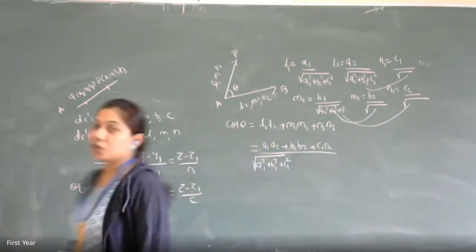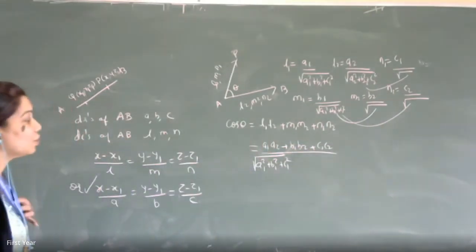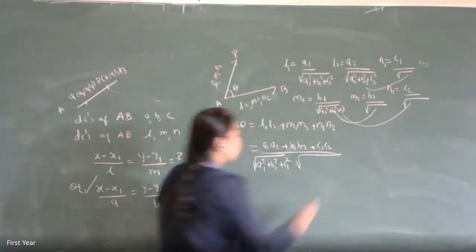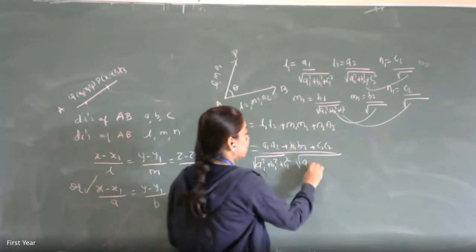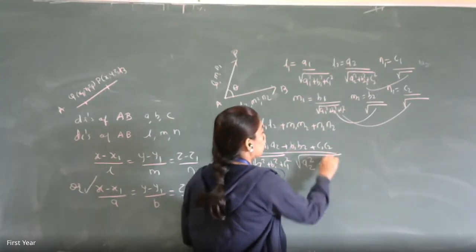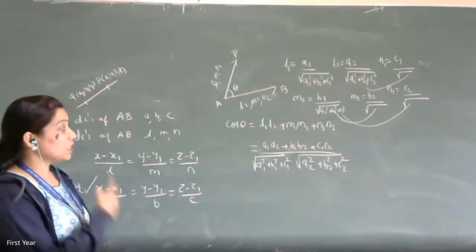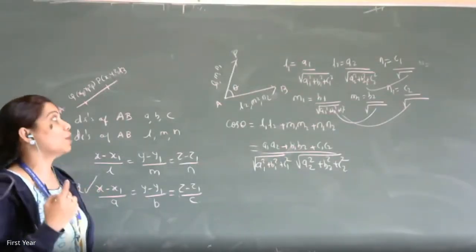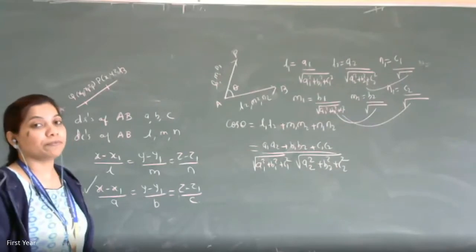Very good. So cos theta in terms of direction ratios will be A1 A2 plus B1 B2 plus C1 C2 upon root of A1 square plus B1 square plus C1 square upon A2 square plus B2 square plus C2 square. Is it okay? So this concept is what we are going to use to write down the equation of right circular cone. Can you tell me why?